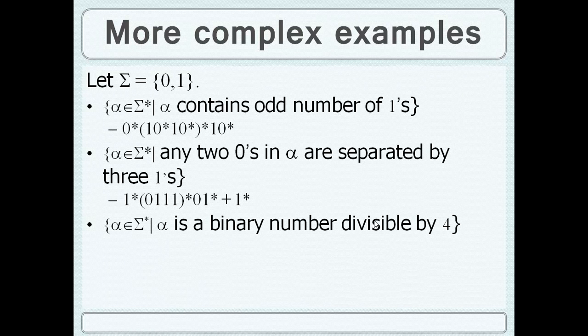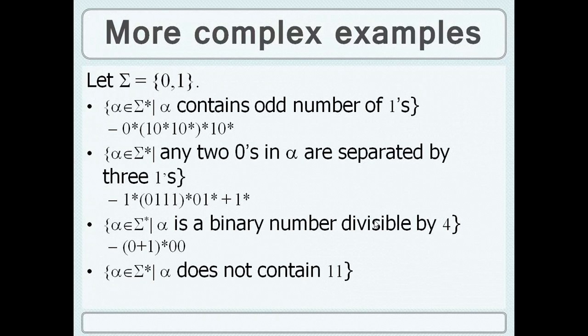Alpha belongs to sigma star, and alpha is a binary number divisible by 4. Then it is (0 plus 1) star 0 0. And if alpha is a string which does not contain 1 1, then it is (0 plus 1 0) star (1 plus epsilon), or 0 star (1 0 star) star (1 plus epsilon).